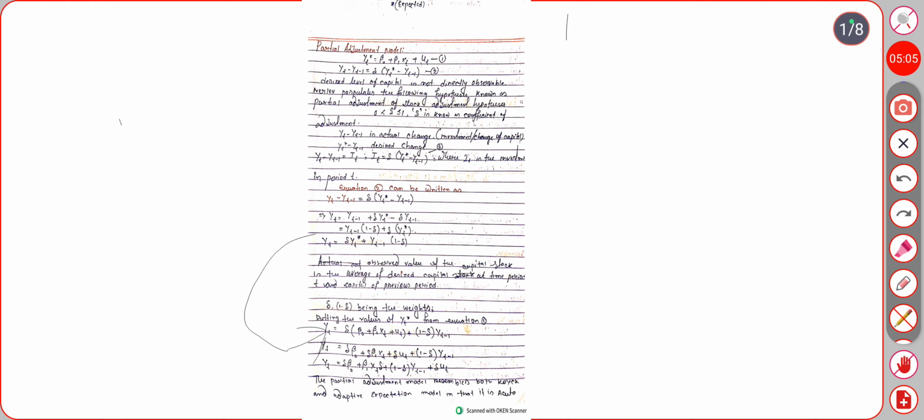So put the value here, also using the yt star value in this equation, and ultimately we get yt equal to del beta naught plus del beta 1 xt plus del ut plus 1 minus del yt minus 1. That is, yt equal to del beta naught plus beta 1 xt del plus 1 minus del yt minus 1 plus ut.